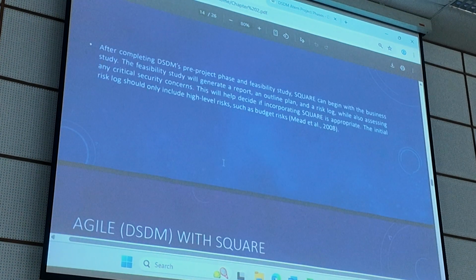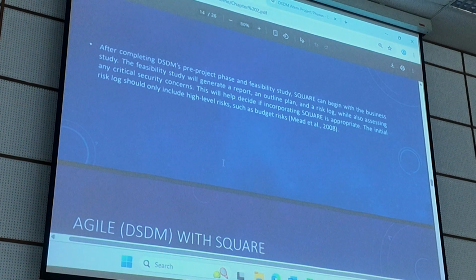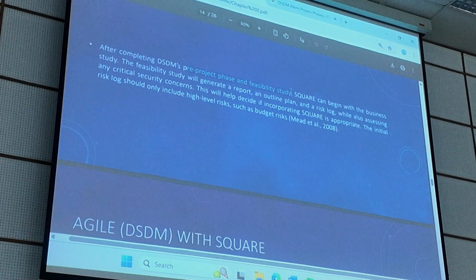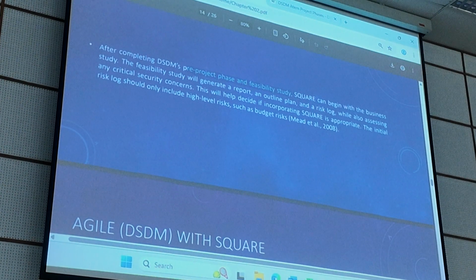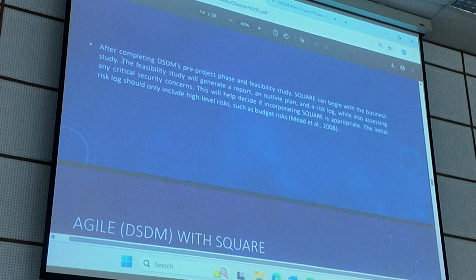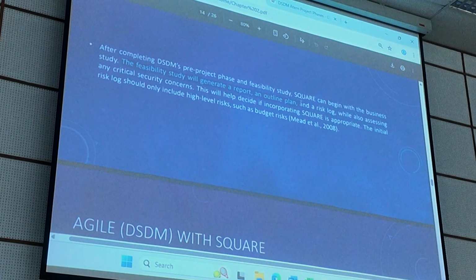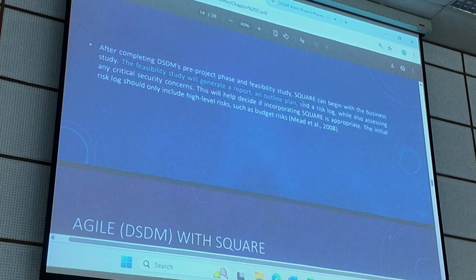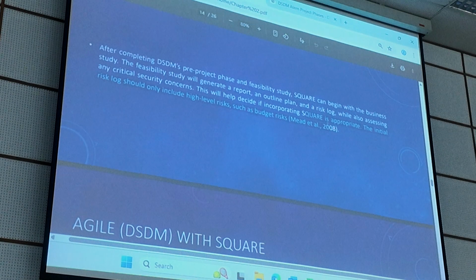Now look at this one. You can see when you can start the SQUARE step in the SDM: after you complete the pre-project phase and feasibility study, then SQUARE can begin with the business study. The feasibility study will generate a report from the SDM together with the risk log. Then from this risk log, you can start your SQUARE already.